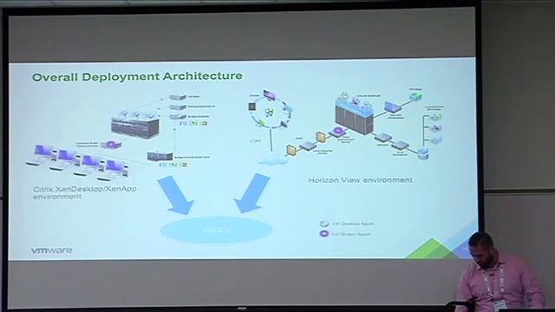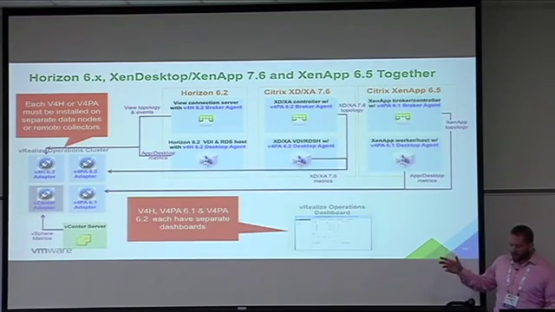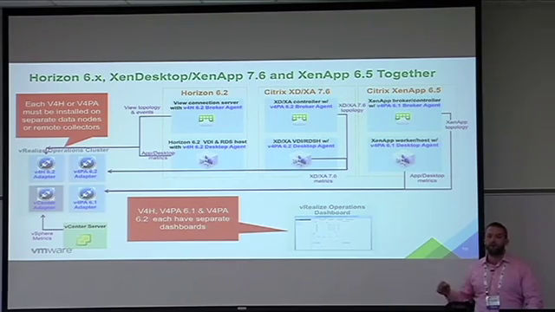Okay, one. There you go. So this is what it looks like, right? Let me, hold on, there it is. It doesn't build out, it's one whole screen. So for Horizon 6, Zen Desktop, Zen App 7.6, and Zen App 6.5, we can run them all together, right? We can support all three of those platforms.